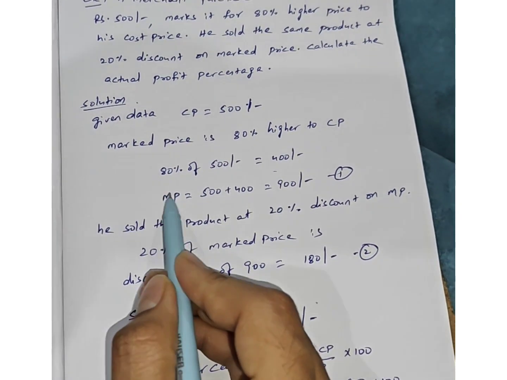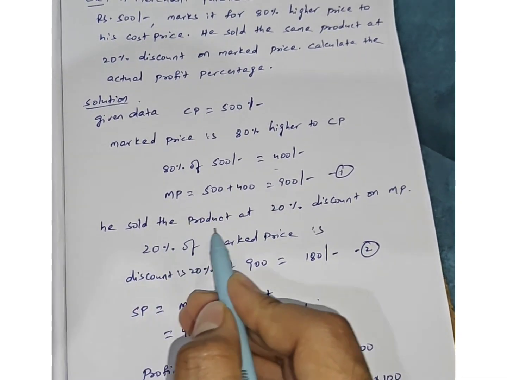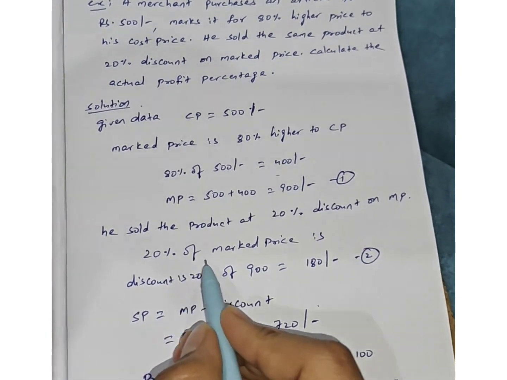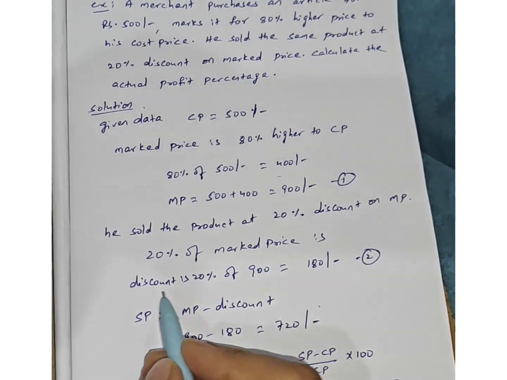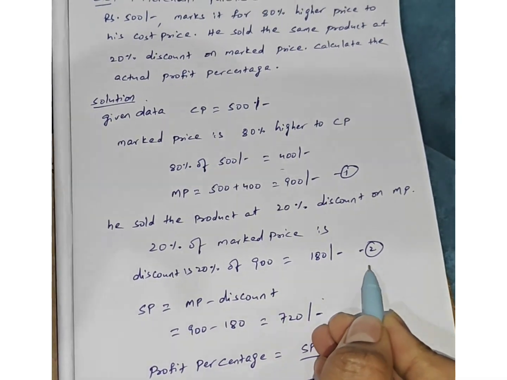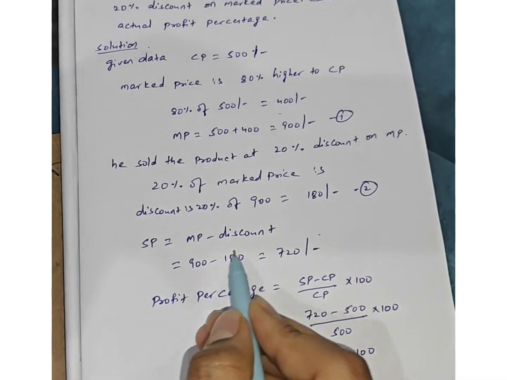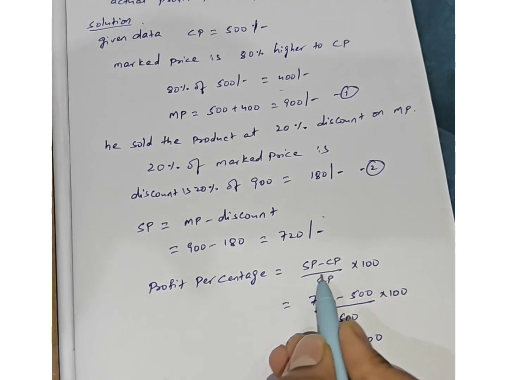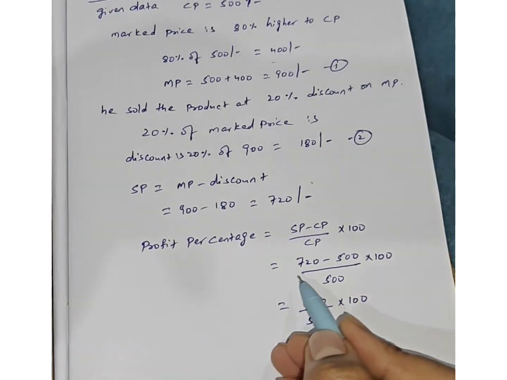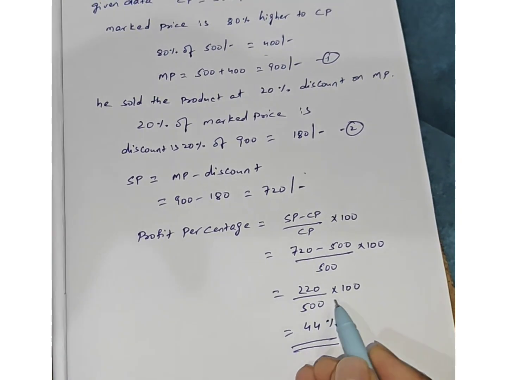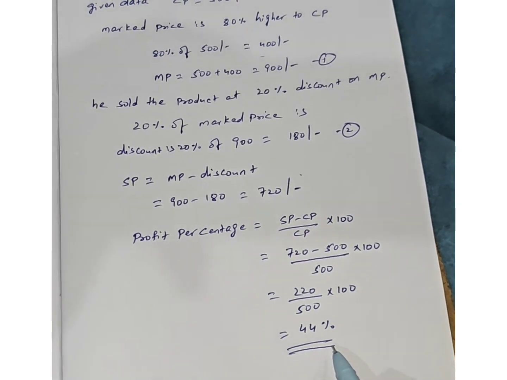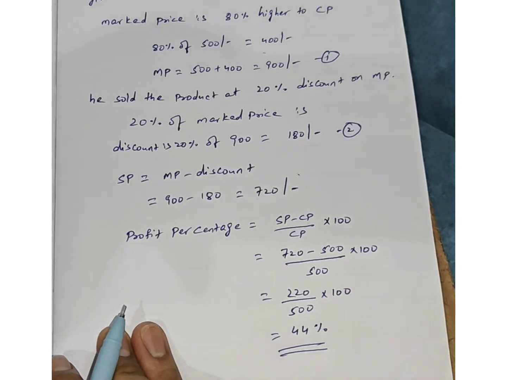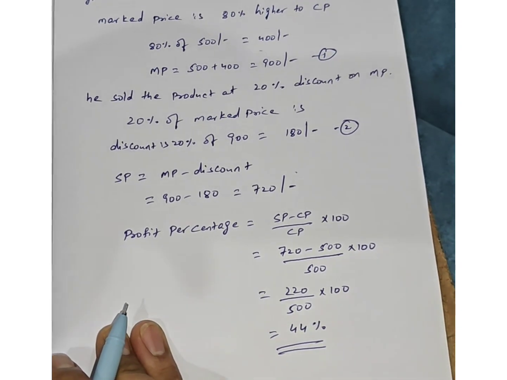He sold the same product at 20% discount on the market price. Now 20% of the market price is 180 rupees. So the selling price is market price minus discount, which is 720 rupees. The profit percentage as usual is SP minus CP by CP into 100, that is 720 minus 500 by 500. So it is 44%. This way, by using the formulas and other tips, we can easily find the solutions to the problems related to the concept of profit and loss.